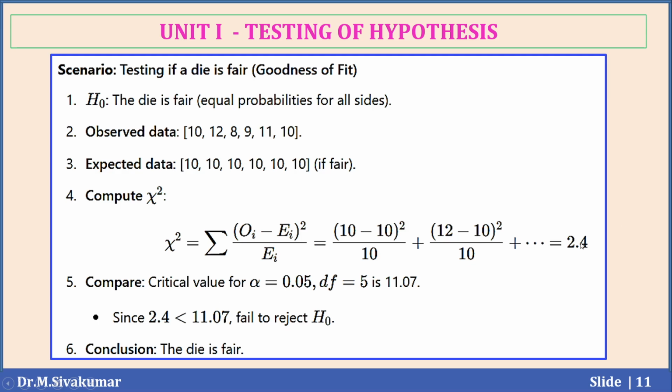Since the calculated value, about 2.4, is not greater than 11.07, it fails to reject H naught. So the conclusion: maybe the die is fair. This is a simple example of testing of hypothesis to test the goodness of fit.